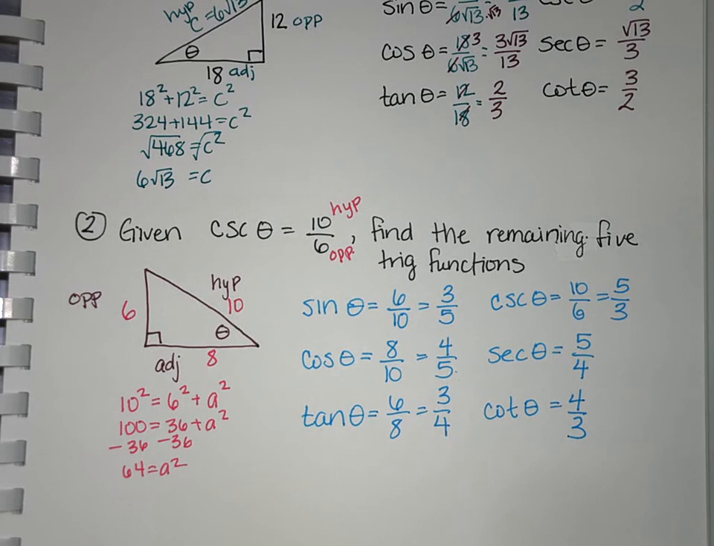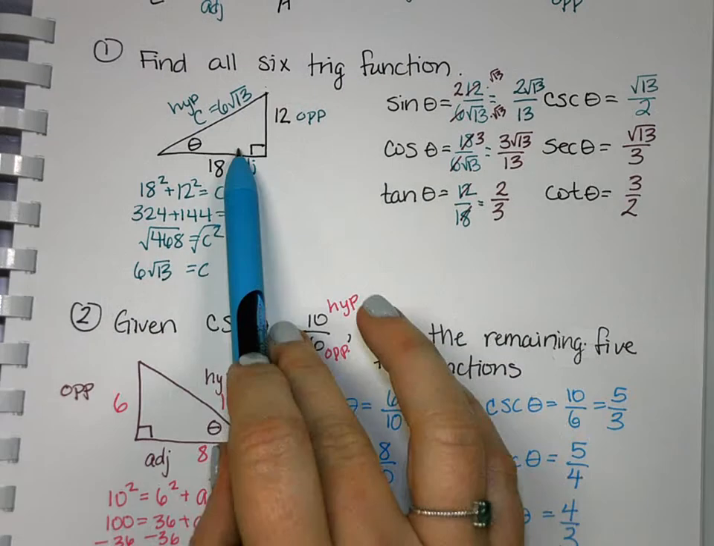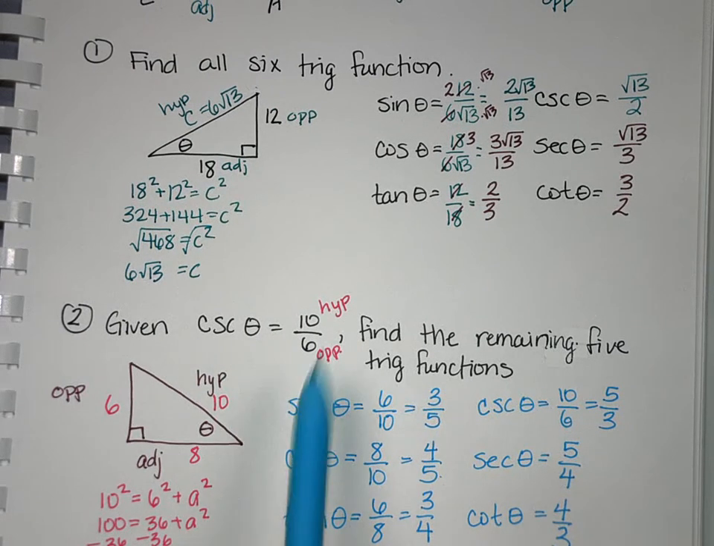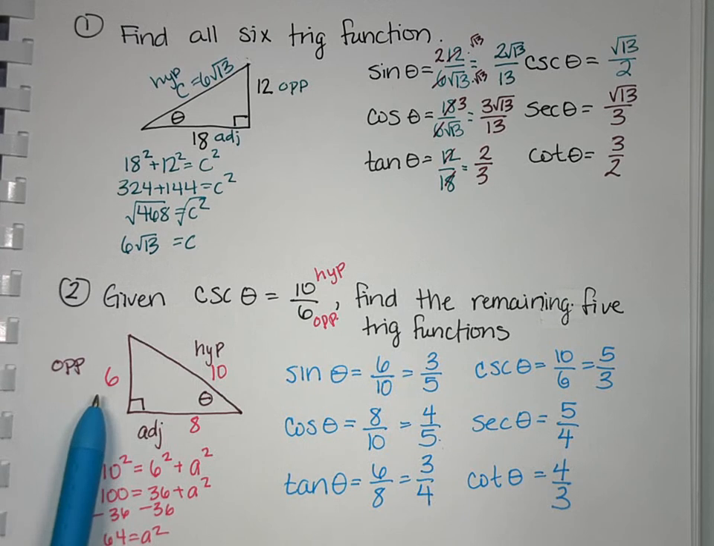So the two ways you're going to be given information about your trig functions the most are either giving you the picture with maybe a side missing, or it's going to give you a trig function and you're going to draw your own picture and find the missing side, again using Pythagorean theorem.